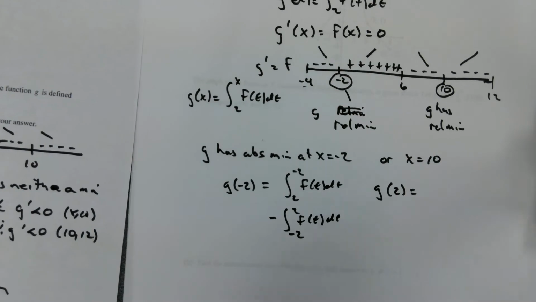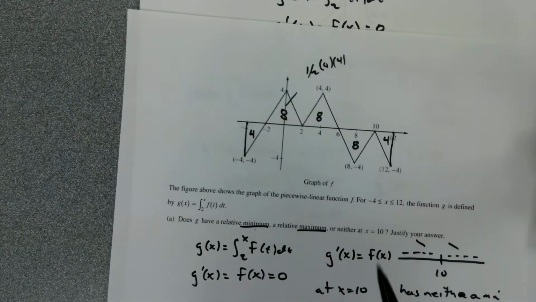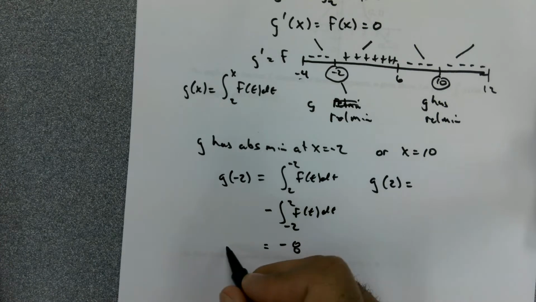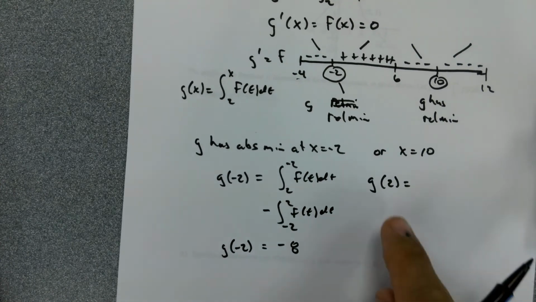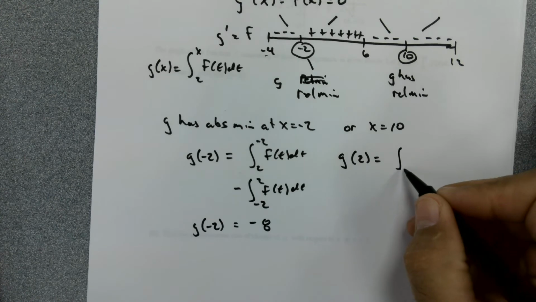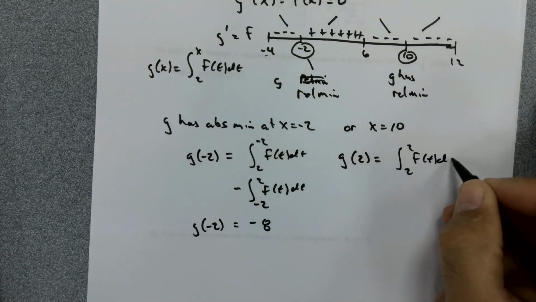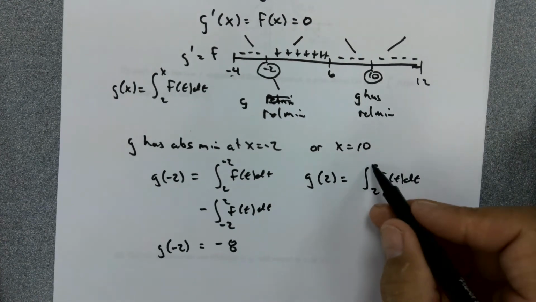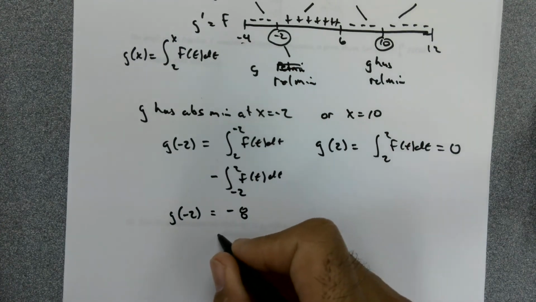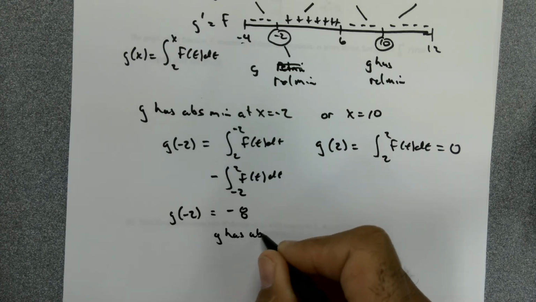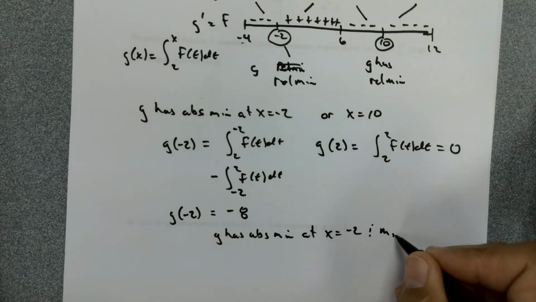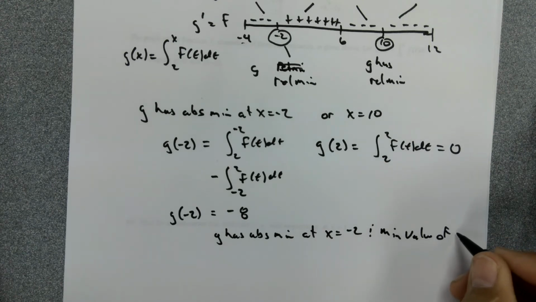So now that we have that business, if I integrate from -2 to +2, that value is 8, but since we have that negative in front, g of negative 2 is equal to negative 8. Now I have to find out what g of 2 is. Well, I know that g of x is equal to this, so if I just integrate from 2 to 2 of f of t dt, since those limits are the same, this value is going to be 0. So the absolute minimum value is going to be negative 8. So g has absolute min at x equals negative 2 and min value of negative 8.